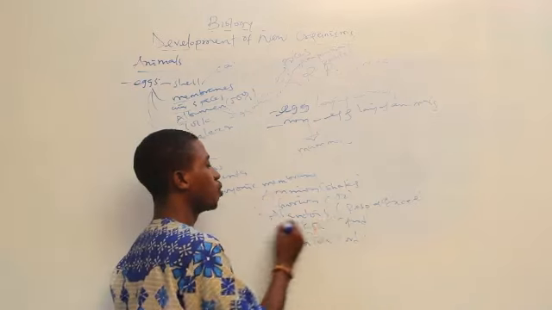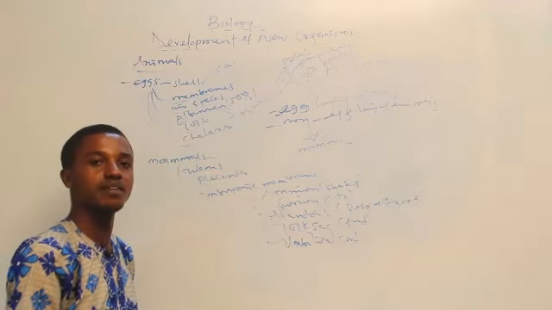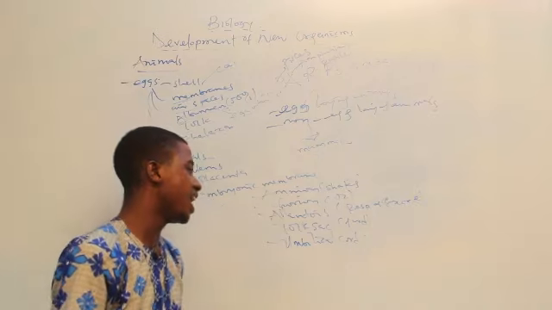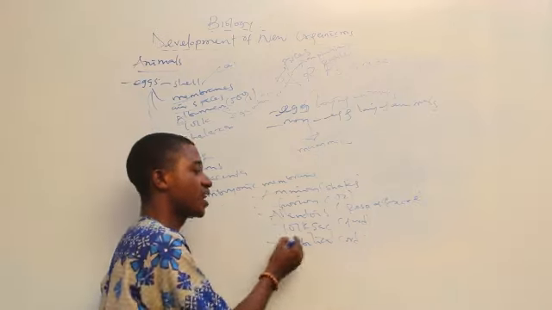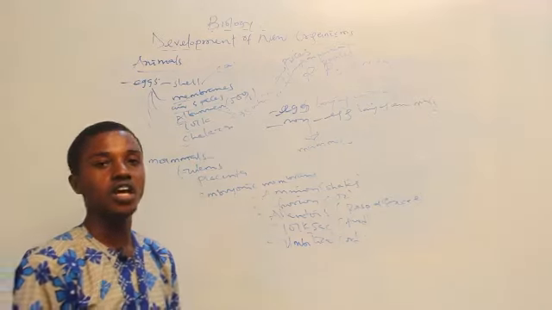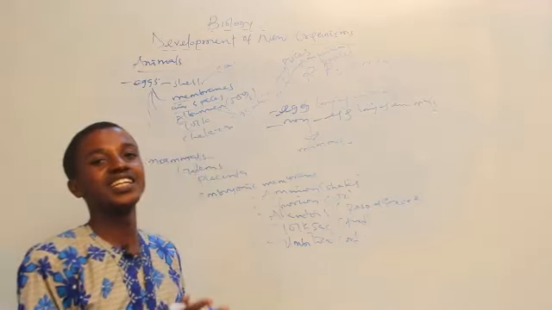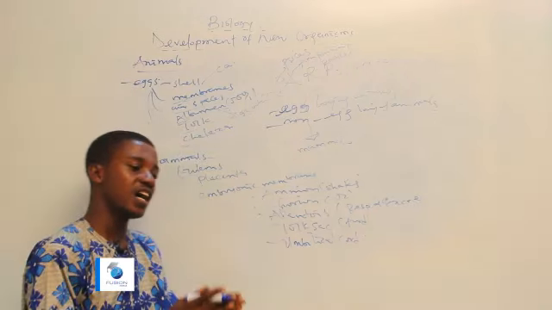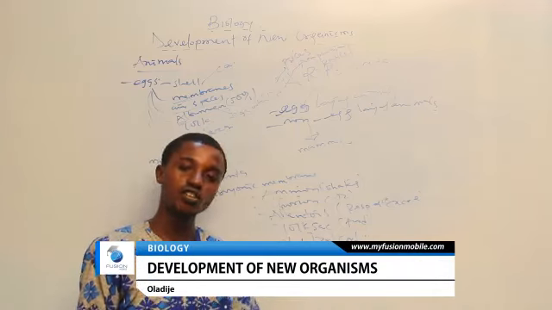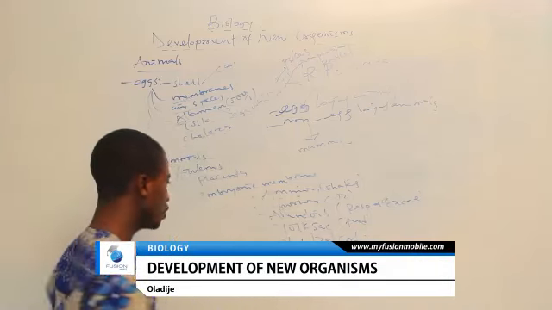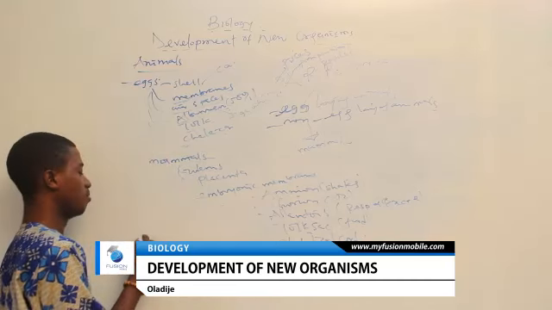We have the allantois. The allantois is a membrane whose charge is to take care of respiration and excretion. We have the yolk sac. The yolk sac provides food for the embryo. And lastly, we have the umbilical cord. The umbilical cord connects the embryo to the placenta. Don't forget, the placenta connects the embryo to the womb. Are you with me? The umbilical cord connects the placenta to the embryo.